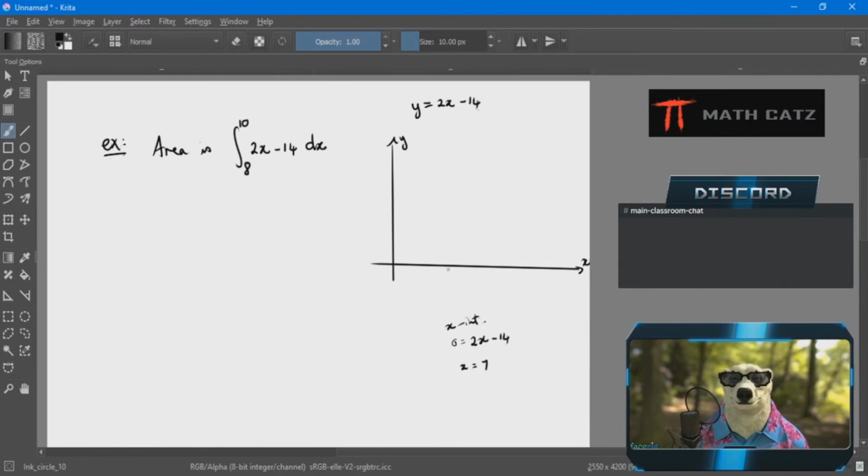Okay, so my x-intercept is 7. I'm coming through the x-axis. There's my line. 8 is going to sit over here, let's say, and 10 over there. There we go, 8 to 10. And I'm interested in this area. Good. Now, because this is a basic geometric shape, a trapezoid, I can calculate this area and confirm what we get.